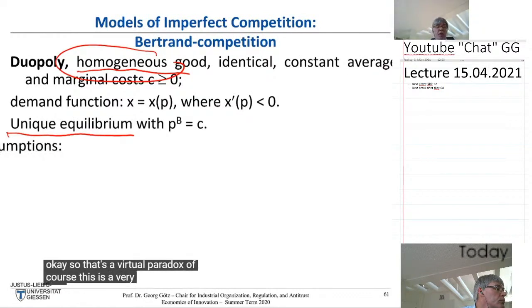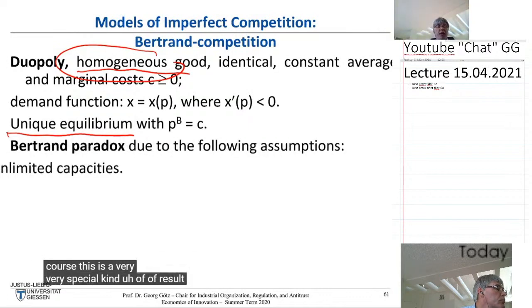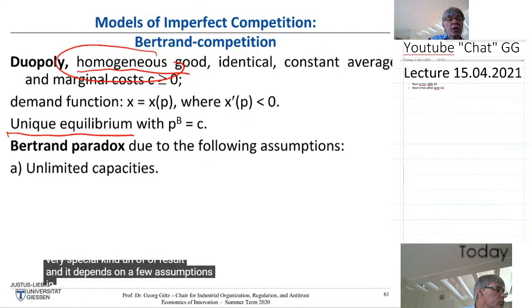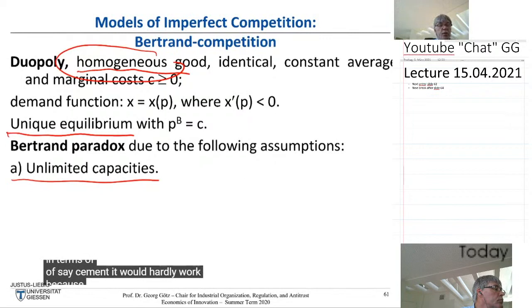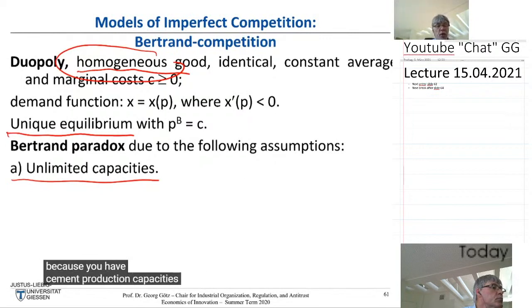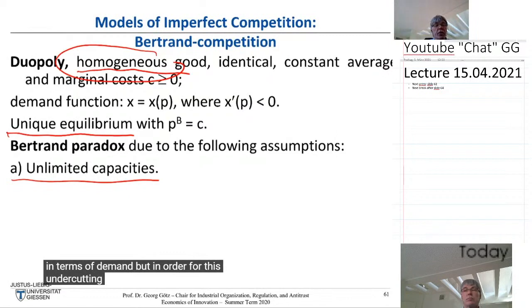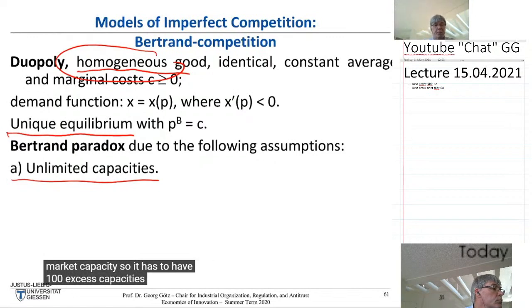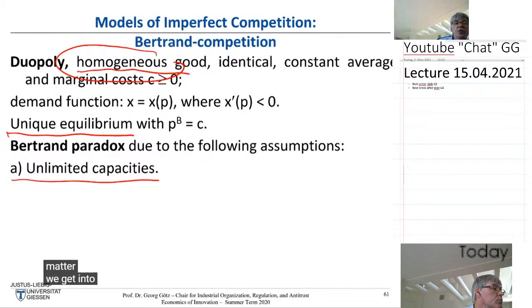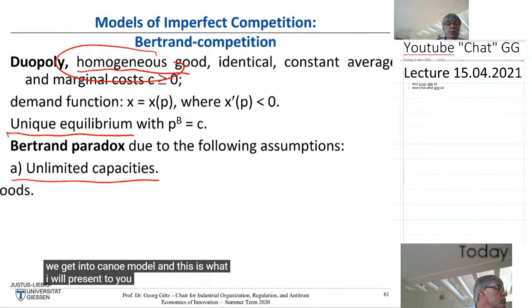Of course, this is a very special kind of result, and it depends on a few assumptions, in particular on unlimited capacities. In terms of, say, cement, it would hardly work because cement production capacities are limited. The Bertrand paradox requires that in equilibrium, if you have a duopoly, each firm will actually have about half of the market in terms of demand. But in order for this undercutting process to work, it has to have the full market capacity, so it has to have 100% excess capacity. If capacities matter, we get into the Cournot model, and this is what I will present to you later.